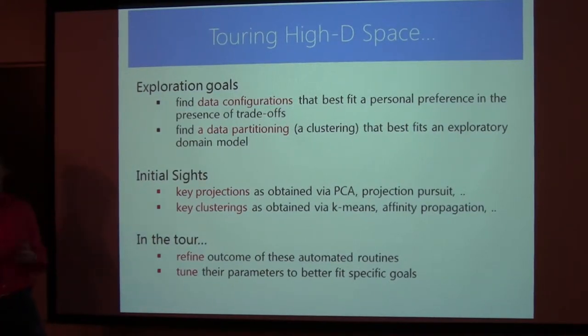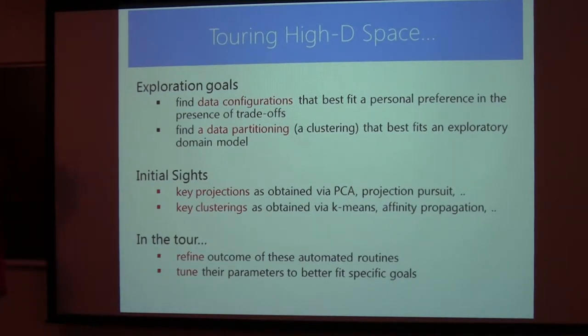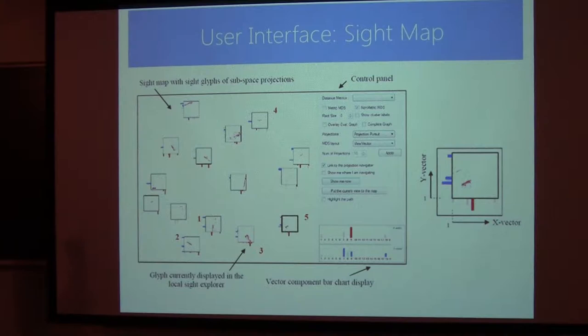All these algorithms usually have parameters, right? K-means has the number K, affinity clustering has certain things. PCA, they all have parameters which you have to tune. So here you can tune them while you're examining the data, okay? So interaction is really the key. So here's this little user interface that we wrote.